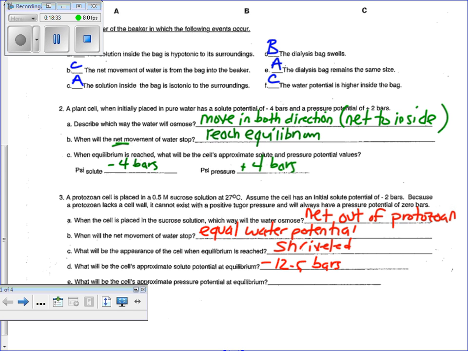What will be the cell's approximate pressure potential at equilibrium? In both cases, we had a pressure potential of 0. So there is no way to create pressure in this system, so it's going to remain at 0. Yes or no?